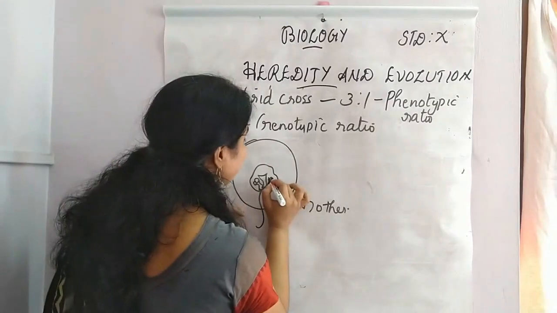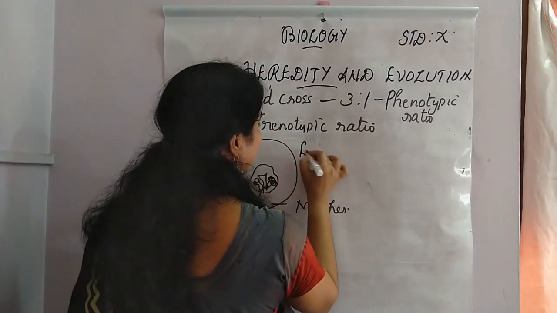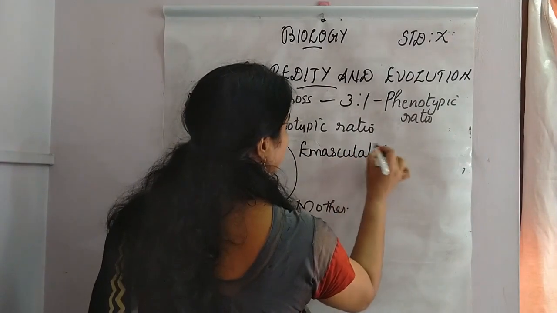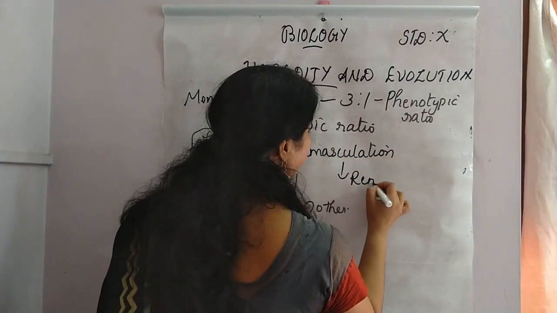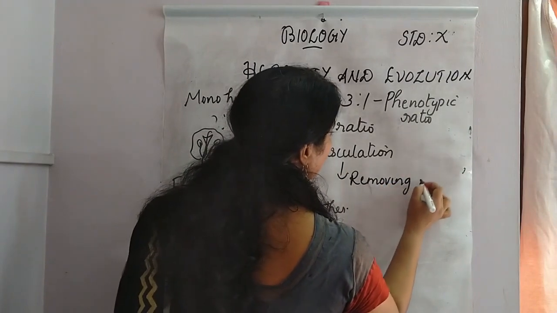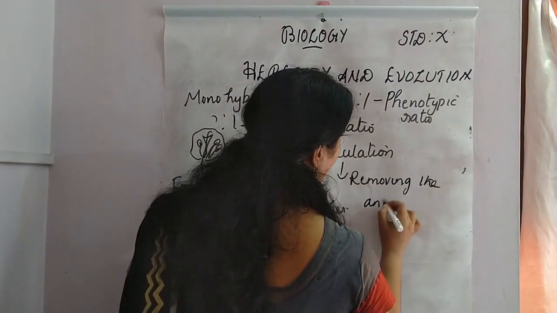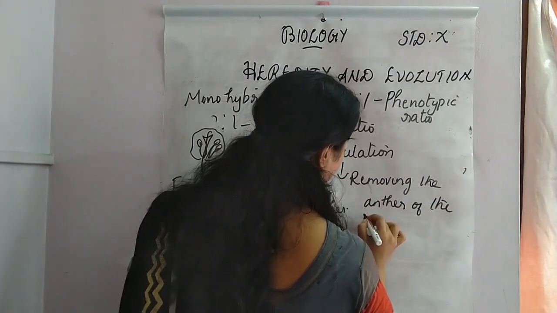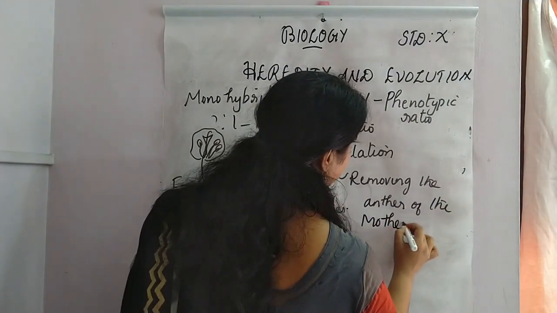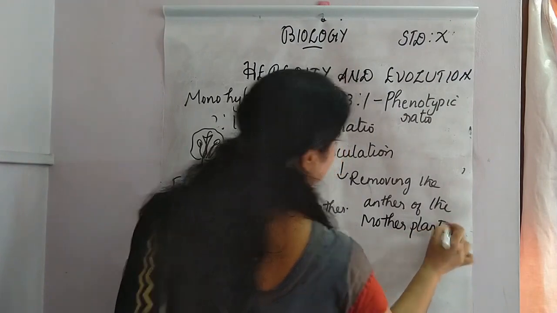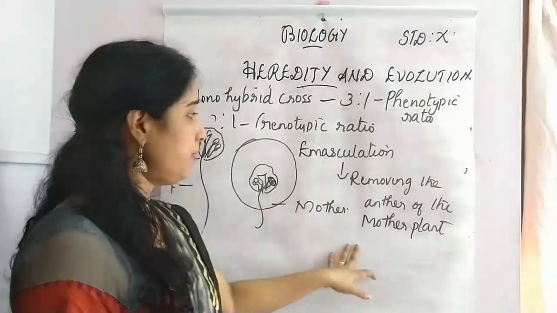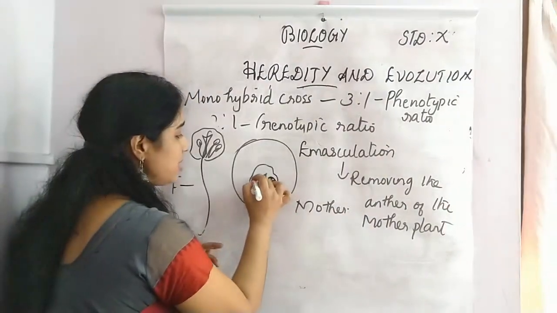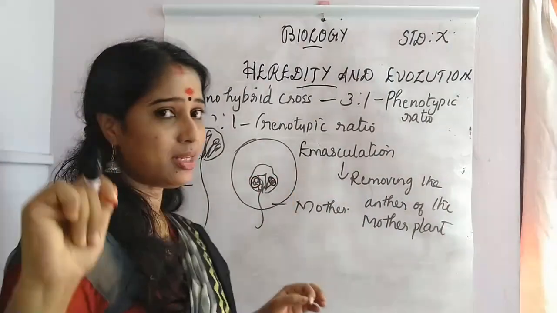So what did Mendel do? He removed the anther. And that process is known as what? Emasculation. Cutting and removing the anther of the mother plant. Father plant, nothing needs to be done. Mother plant, removing the anther. Then if all these anthers are removed, then he can prevent what?